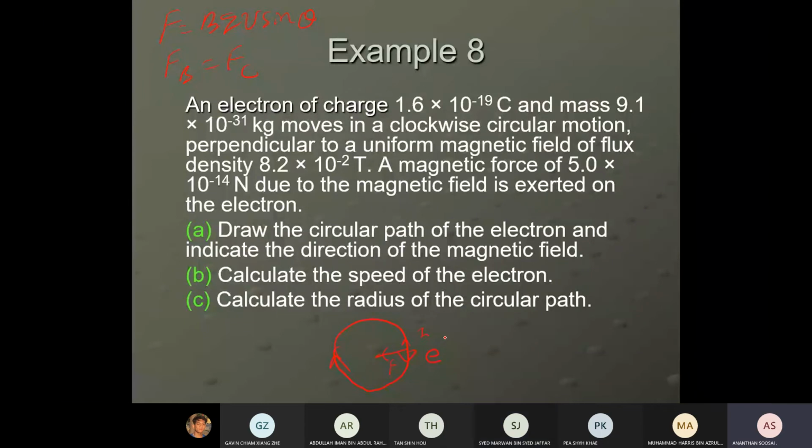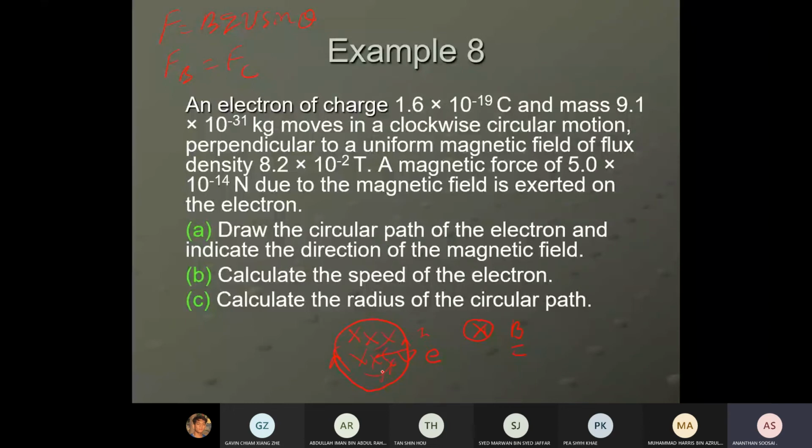FBI. F is to the left, right? Current is upwards, right? I'm using the right side. Current is upwards, so the magnetic field is into the page, right? Yeah, sorry, the magnetic field is into the page. Yes, so it should be into the page now.